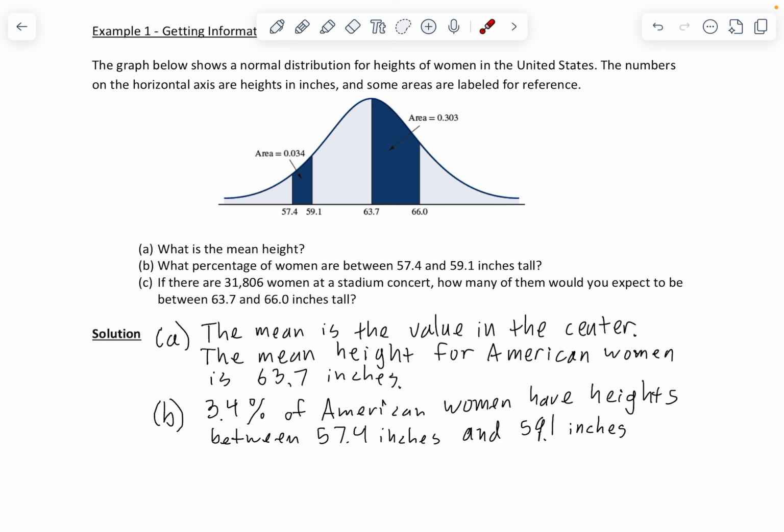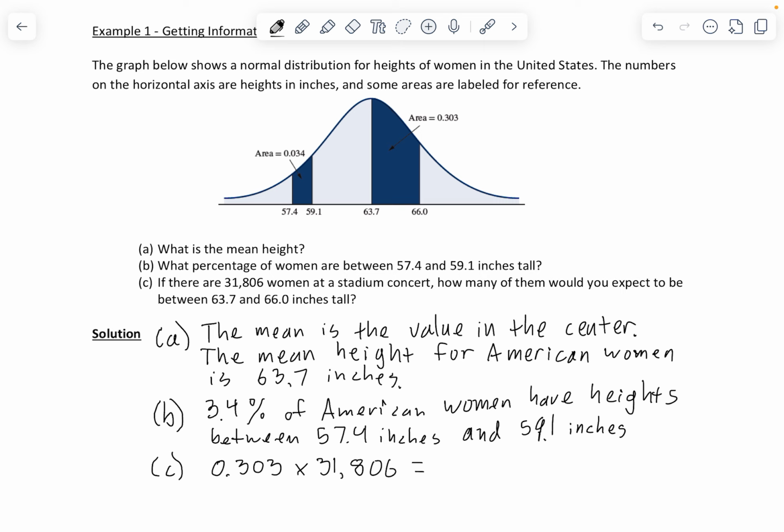So we need to find 30.3% of 31,806. To find that, we leave the percentage in decimal form and multiply it by the number. So it's 0.303 multiplied by 31,806.